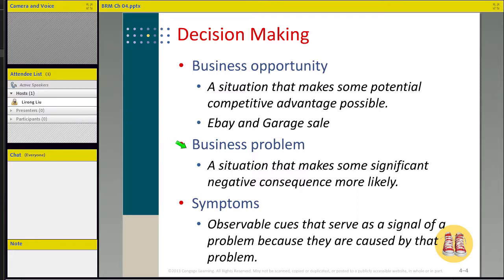Now sometimes the decision making is not so easy actually for the management, right? You may only observe symptoms instead of the real problem, okay? And these symptoms are the signals of a problem, okay? They are caused by the problem, but you may not be able to see it clearly. And for such situations, research will also be able to help to identify the real cause of the problem.